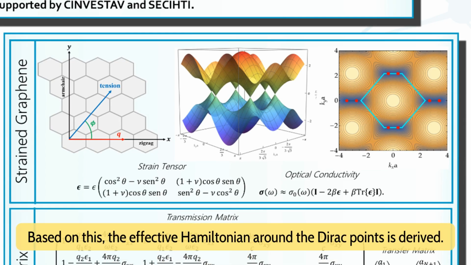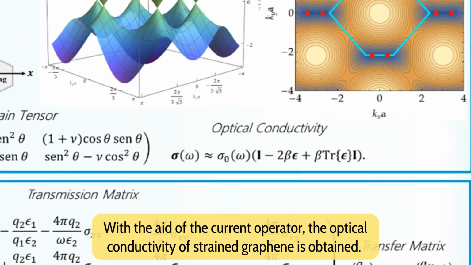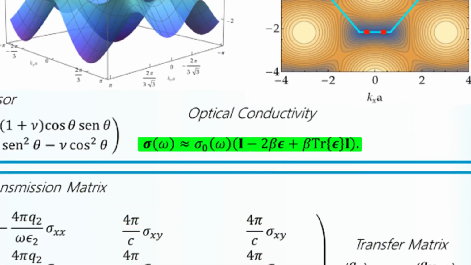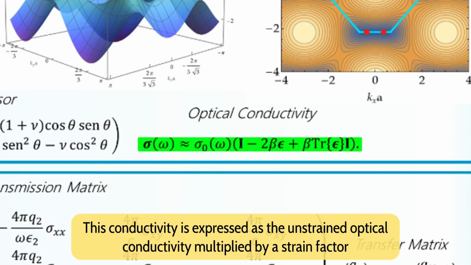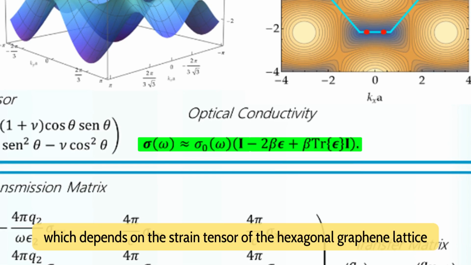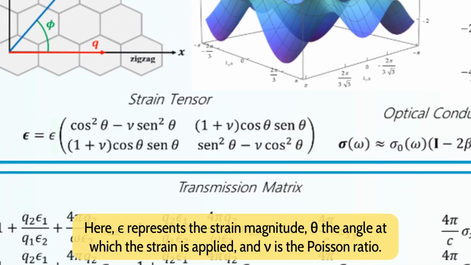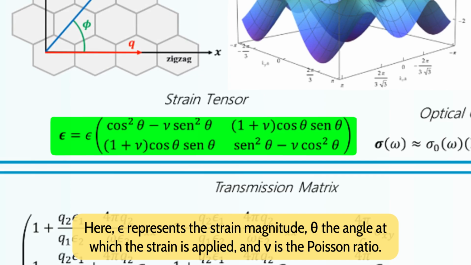Based on this, the effective Hamiltonian around the Dirac points is derived. With the aid of the current operator, the optical conductivity of strained graphene is obtained. This conductivity is expressed as the unstrained optical conductivity multiplied by a strain factor, which depends on the strain tensor of the hexagonal graphene lattice and the exponential decay coefficient of the nearest neighbor hopping energies. Here, epsilon represents the strain magnitude, theta the angle at which the strain is applied, and nu is the Poisson ratio.